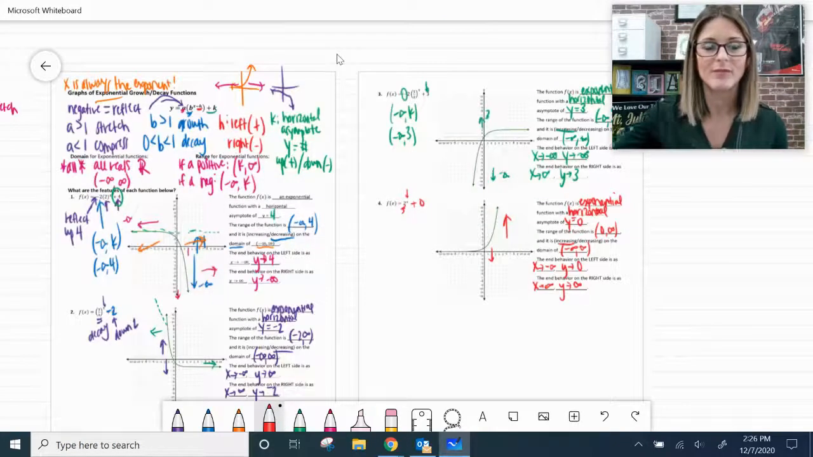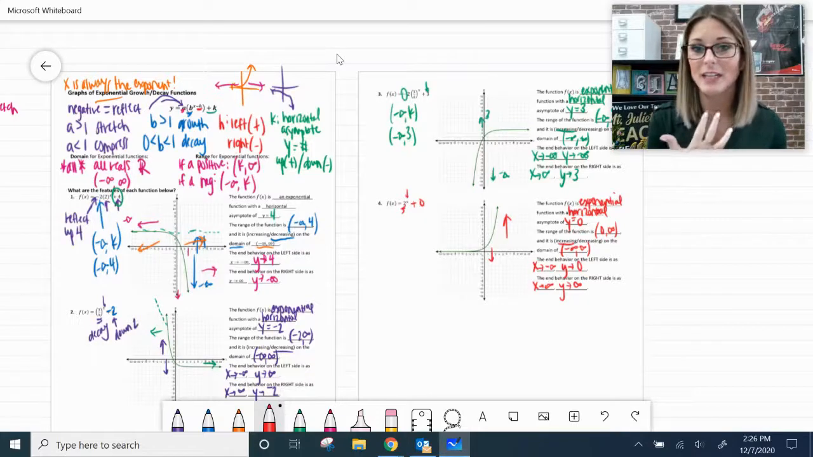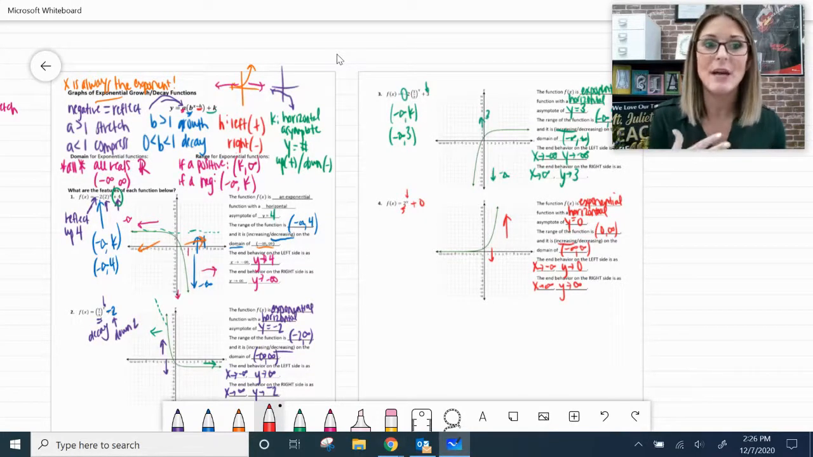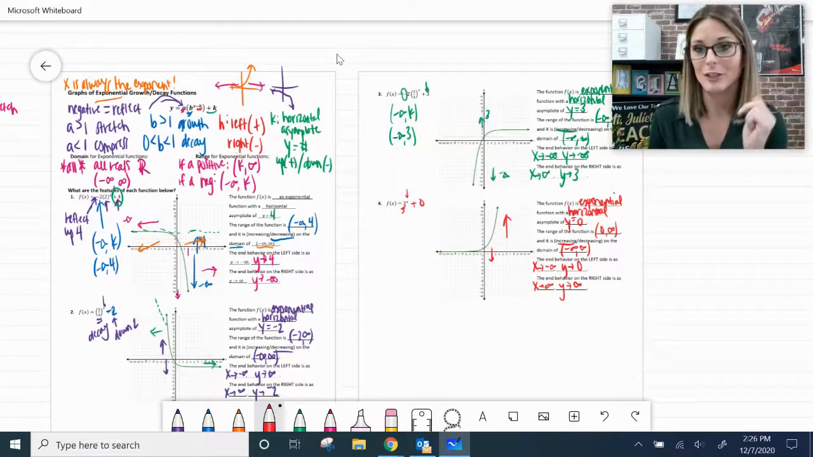Remember, on an exponential function, it can be growth and it can be decay, but the x is always the exponent. And your graphs look like rocket ships, or they are decaying. They're getting smaller and smaller and approaching that invisible horizontal asymptote. Reach out if you have any questions. I know this is a lot to digest.